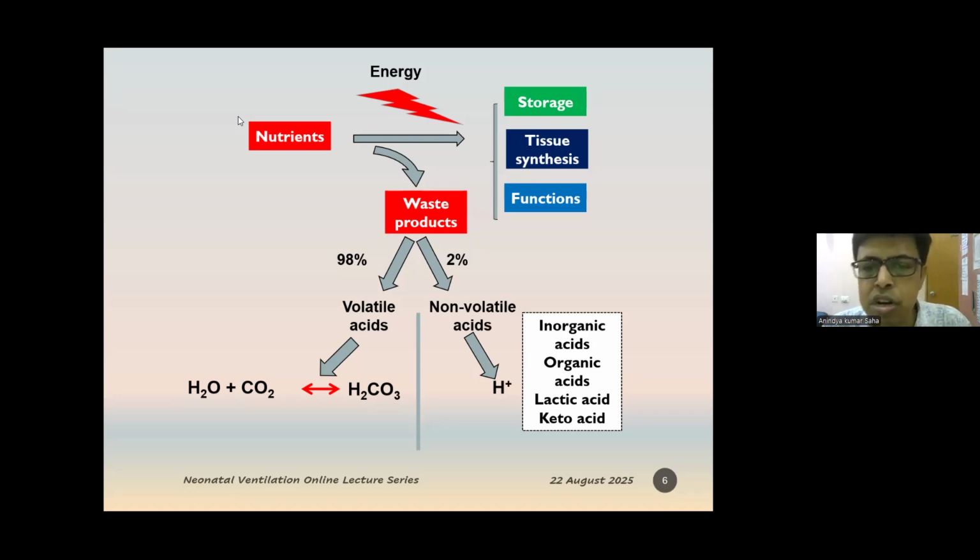So this is the major form of our waste product. And the other products are non-volatile acids like inorganic acids or organic acids. Inorganic acids include sulfuric or phosphoric acid. Another important one is lactic acid, which is a byproduct of anaerobic or hypoxic situations, and some ketoacidosis in case of diabetes or some other diseases. So these are the waste products which regulate or dysregulate the pH system or the acid-base system of our body.